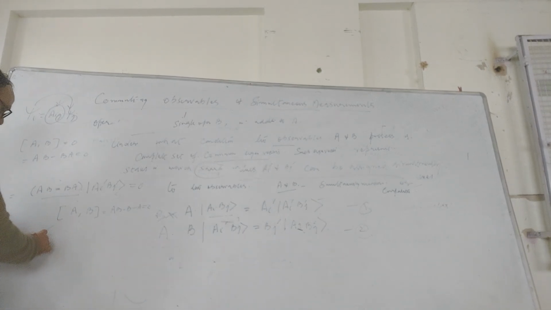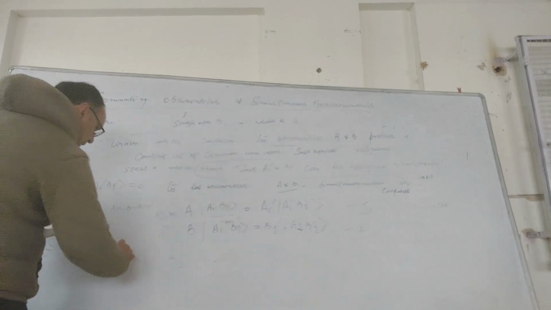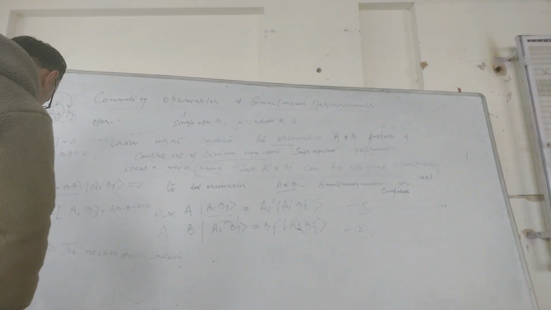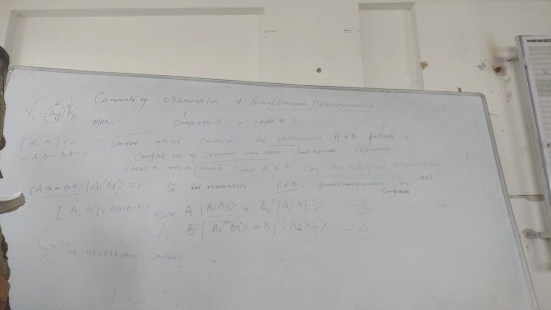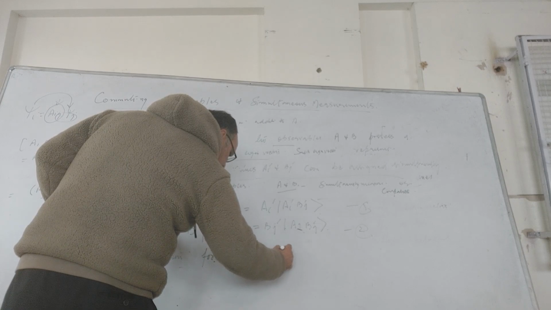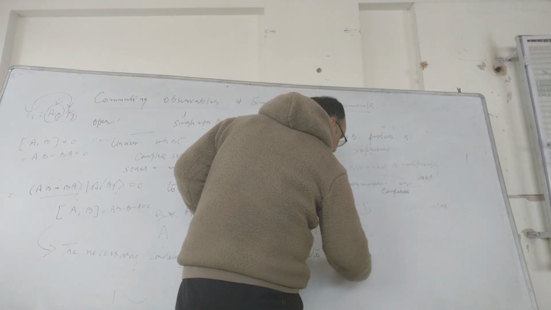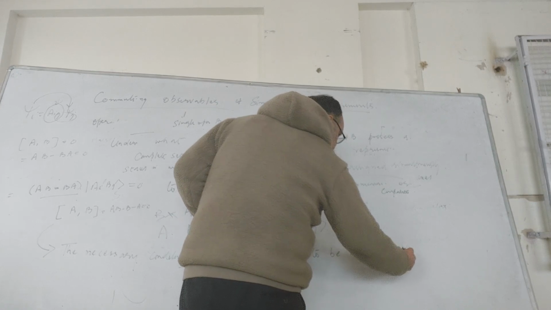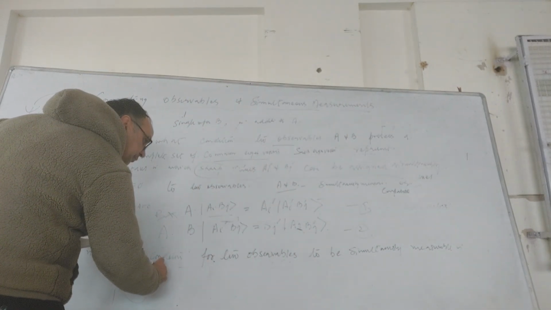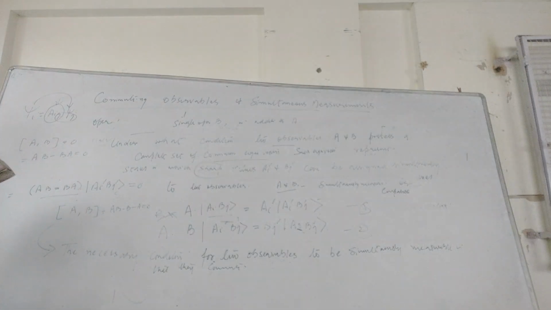Now from here we have one statement. The statement is: the necessary condition for two observables to be simultaneously measurable is that they commute. Okay, so from here we have derived the condition.